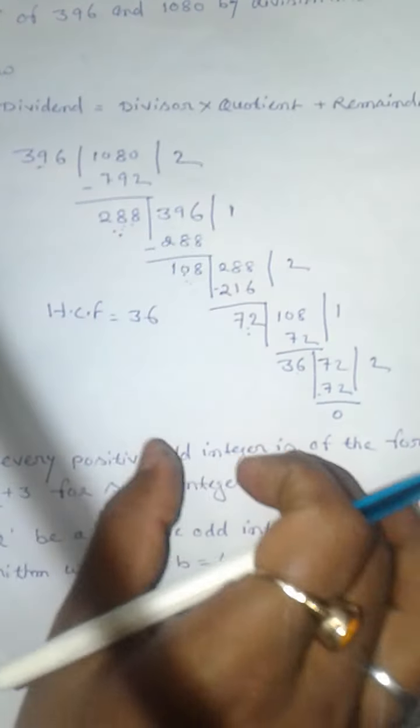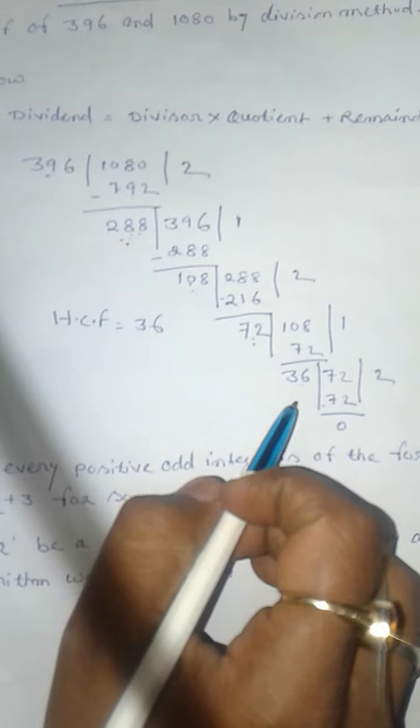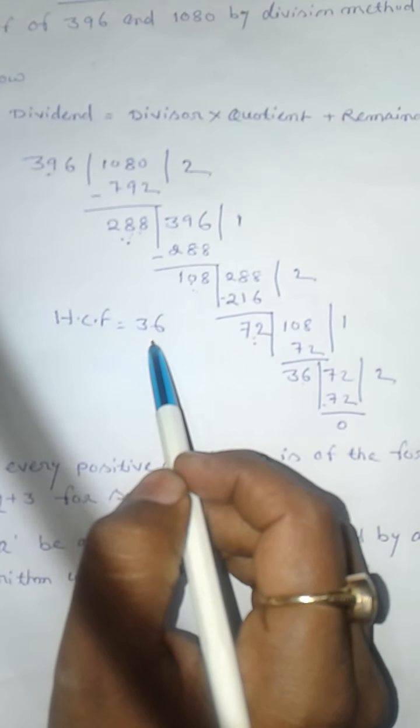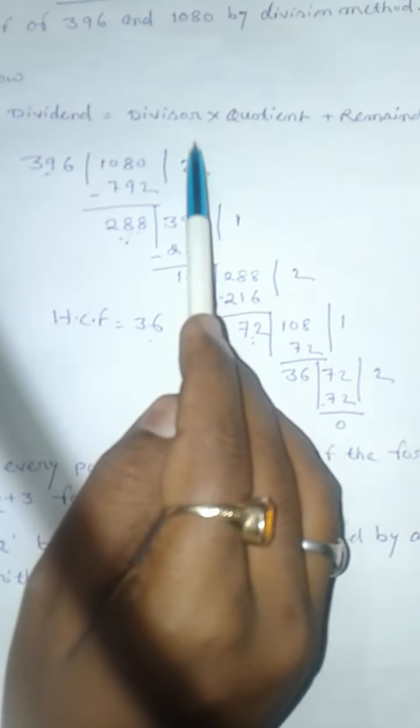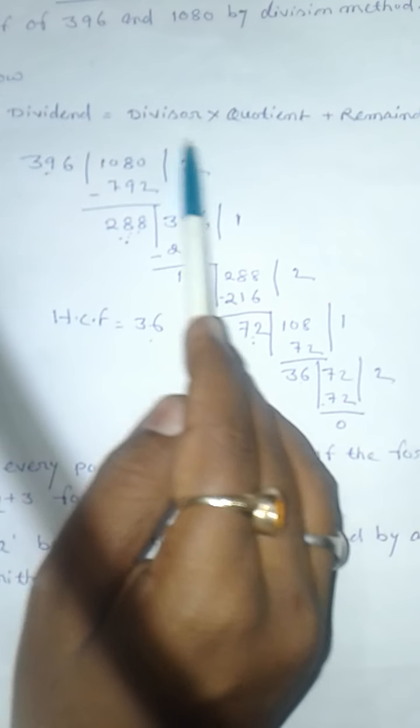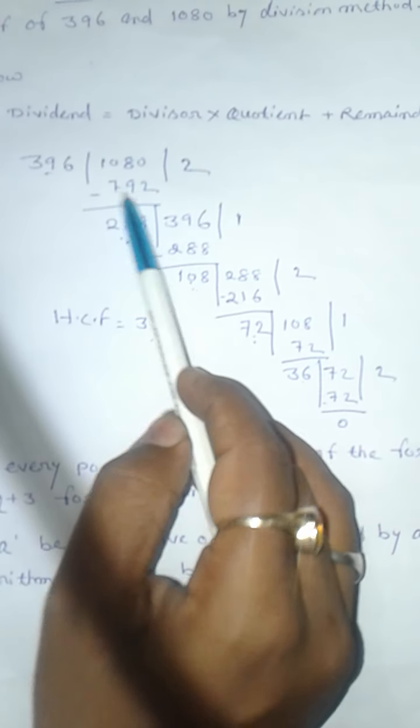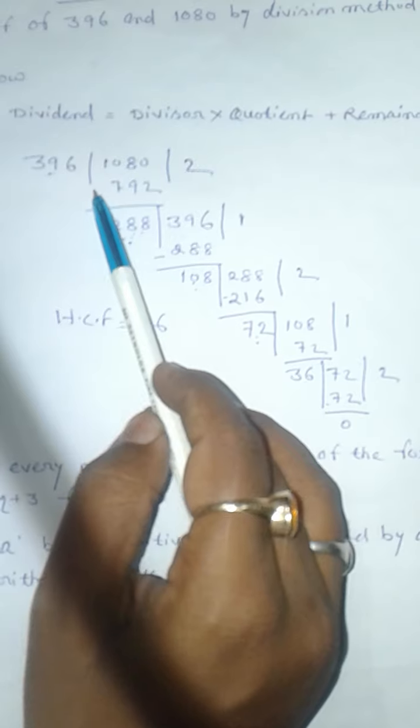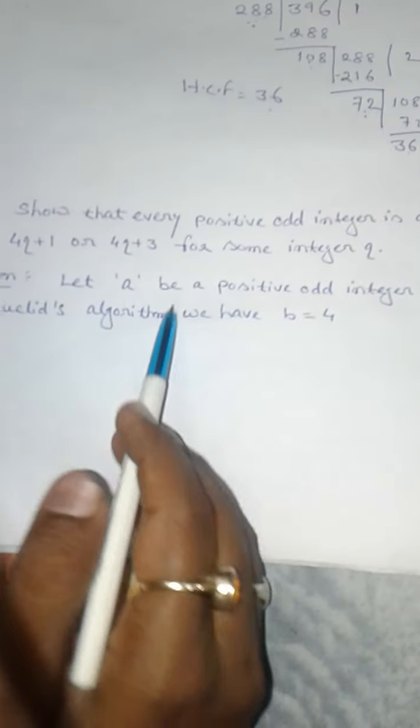So this method is called what? Long division method. We have got 36 as the HCF of 396 and 1080. So this type of sum is there. More sums are there in your exercise. You will try to do them at your home. Let's see another sum.